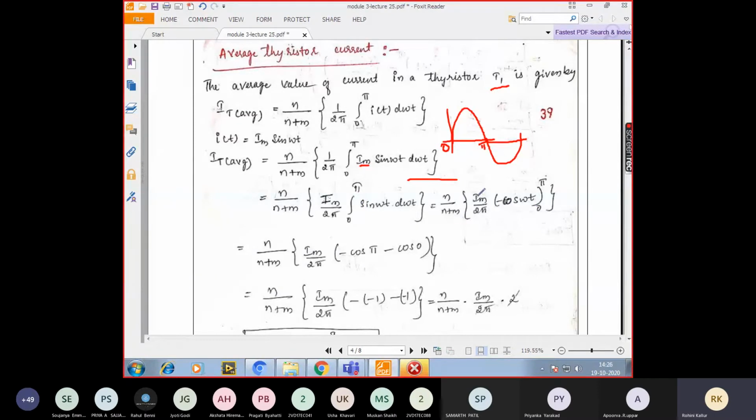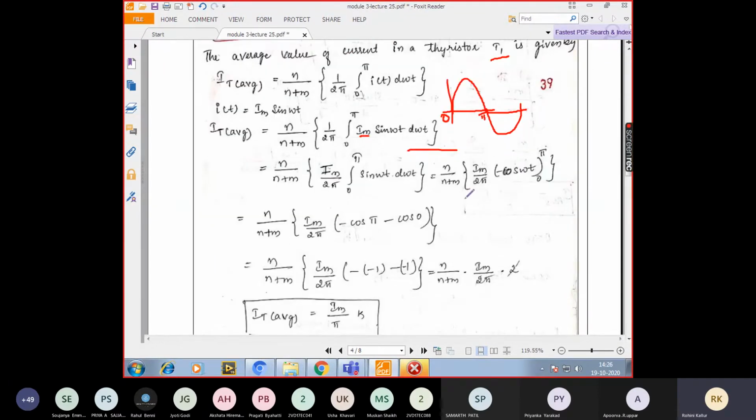N divided by n plus m, Im by 2 pi into minus cos omega t with the limits 0 to pi. Okay. Now apply the limits. So the applied limits will be here: upper limit minus the lower limit. So the value is n by n plus m into Im by 2 pi, minus of cos pi, minus of minus cos 0. Correct? Here one more minus should come. Minus of minus cos 0.